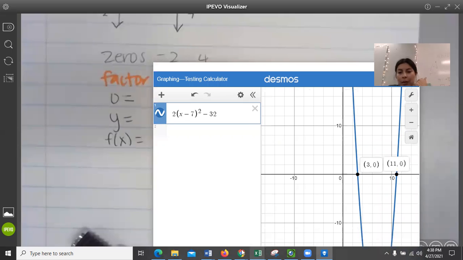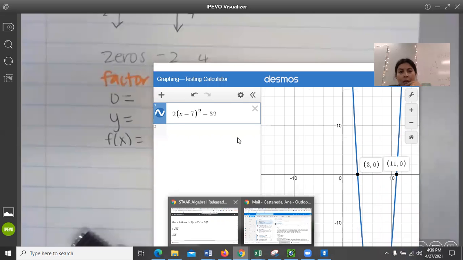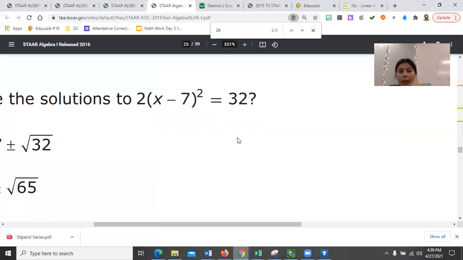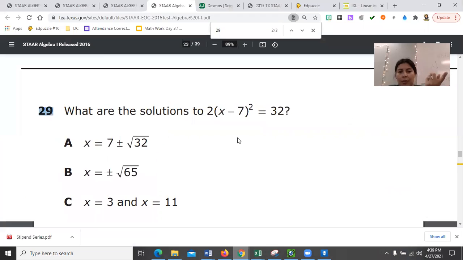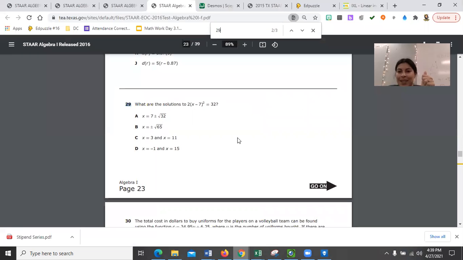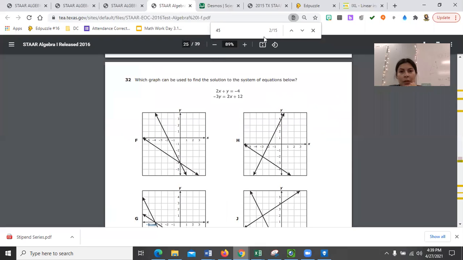So for this one, now if it answers, oh, there are my answers right there. Perfect, good job. All right, let's try another one. Let's see the solutions.